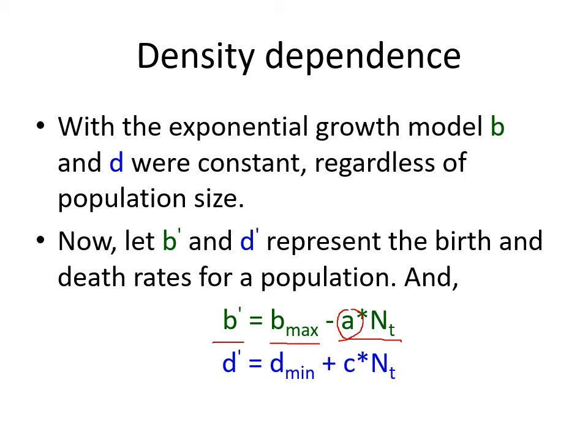And similarly, for the death rate, you have some minimum death rate when the population size is low. But then as the population size increases, the death rate also increases as dictated by this parameter C. C times N sub T indicates that as N increases, the rate of death increases. Both A and C are going to be very small numbers in most populations.